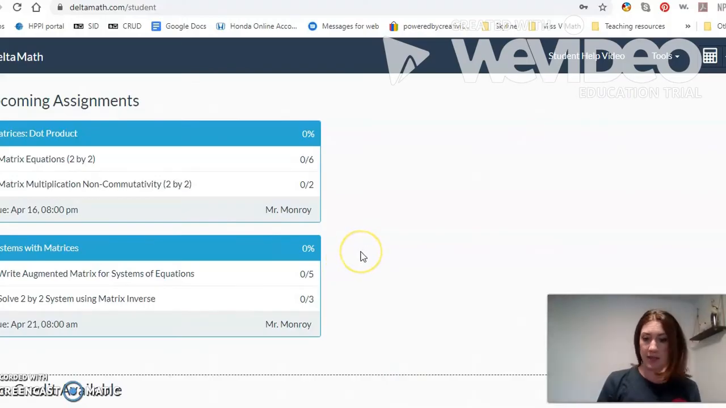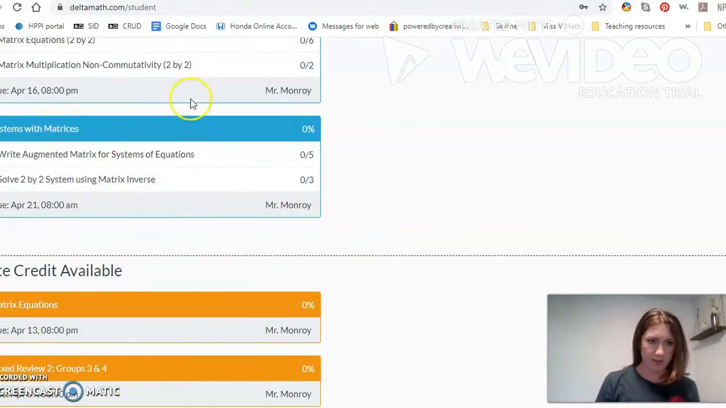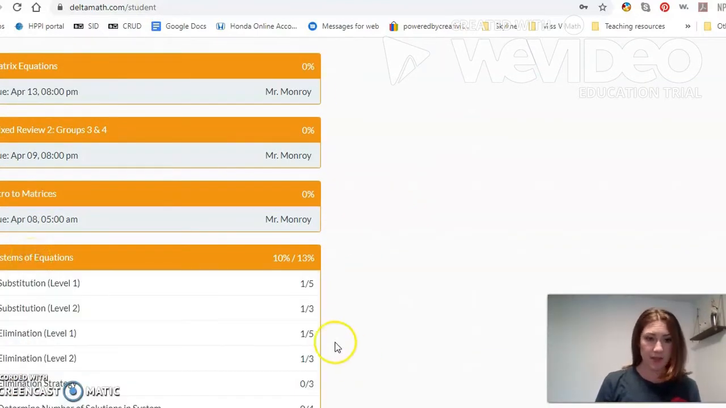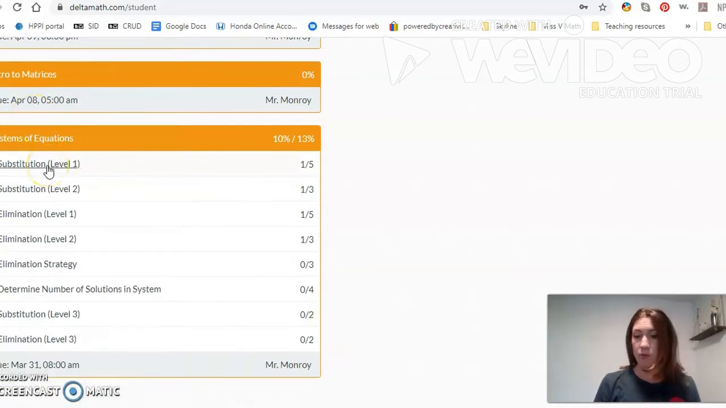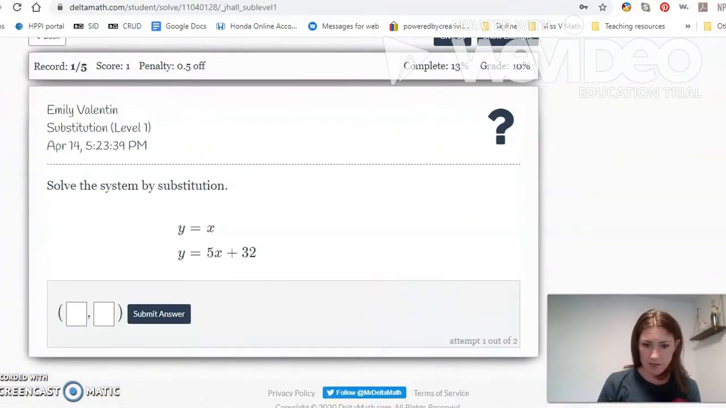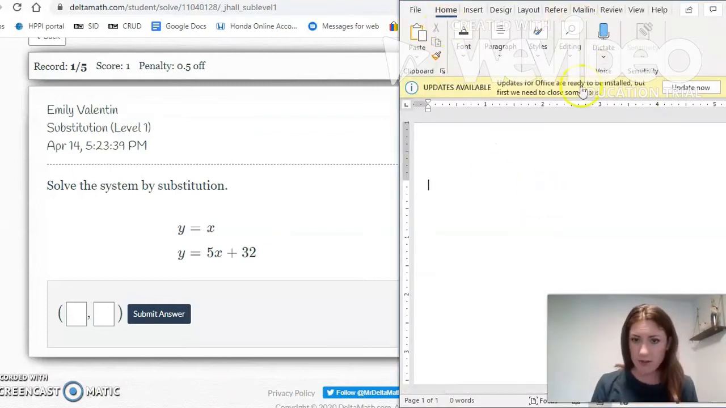Okay, so here I am in Delta Math, signed in as a student. I don't do this very often for my upcoming assignments, but we are going to start way back at systems of equations. And I'm just going to go through one of each of these. So let's start with substitution level 1. And to make this easier for you guys to see, I'm just going to screen over here so that I can show my work.